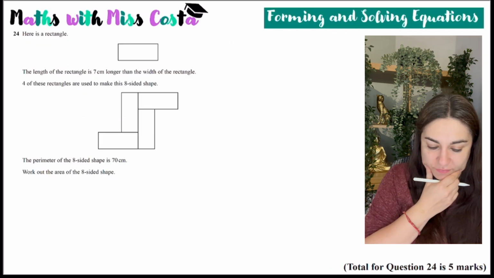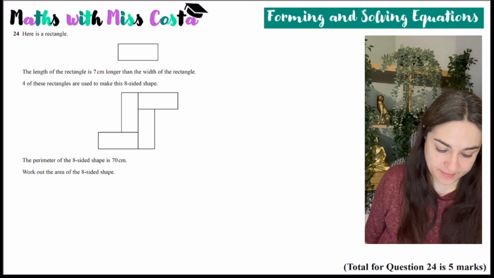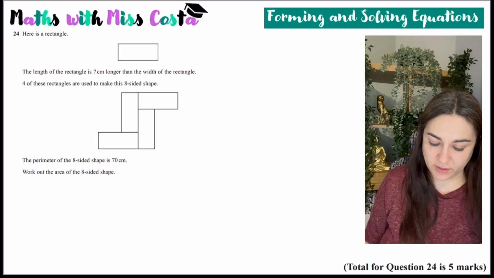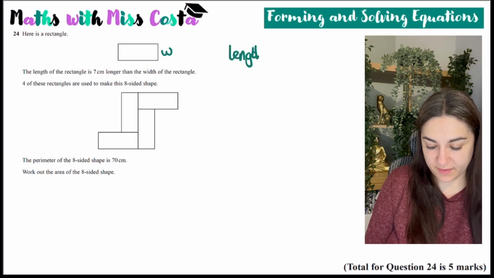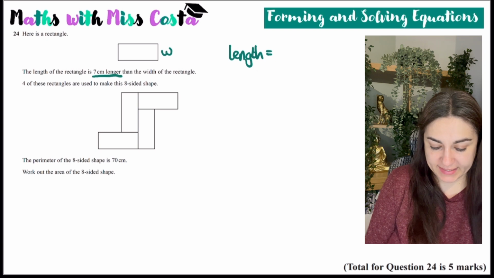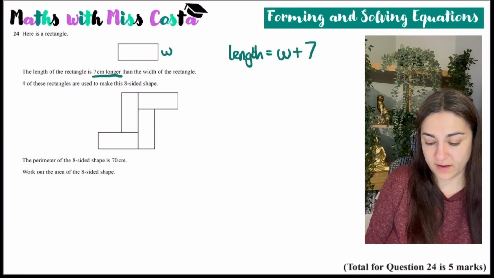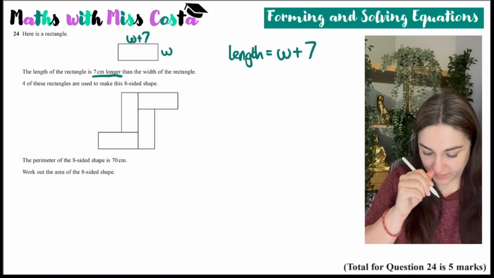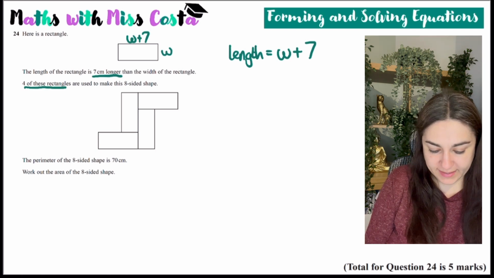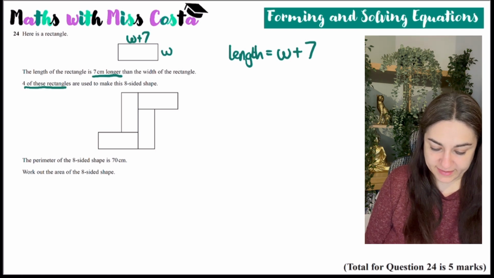So here I've got a rectangle, and I'm told that the length of the rectangle is 7 centimeters longer than the width. So I've got my width, and then I've got my length, and I know that the length is 7 centimeters longer. So whatever the width is, I add 7, and that's going to give me the length. So I can write that down. I'm told that 4 of these rectangles are used to make this 8-sided shape, and that the perimeter of the shape is 70 centimeters. I then need to work out the area.